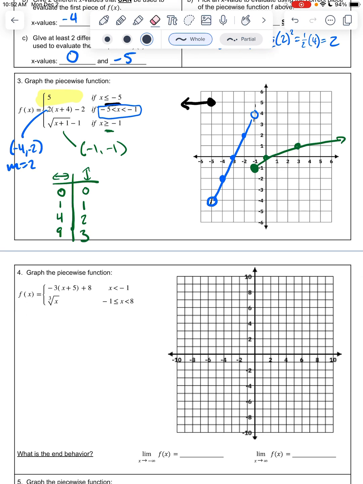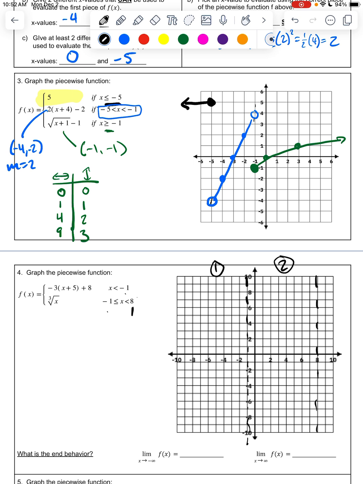Number 4, we only see 2 pieces, but there's still going to be 2 fences that we need to draw. We see that it changes from one piece to another at -1, so I'm going to draw my boundary at -1. Then I'm going to draw a second boundary here at x equals 8. That's going to be a second boundary because the piece just stops there. So piece 1 is going to be in the first section, piece 2 is going to be in that confined section.